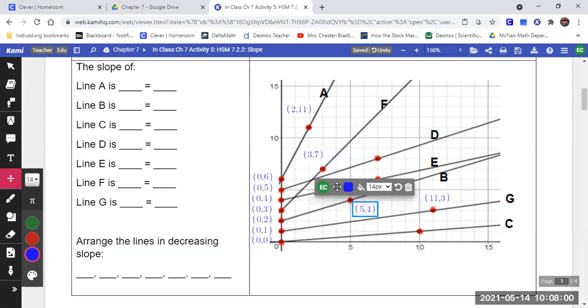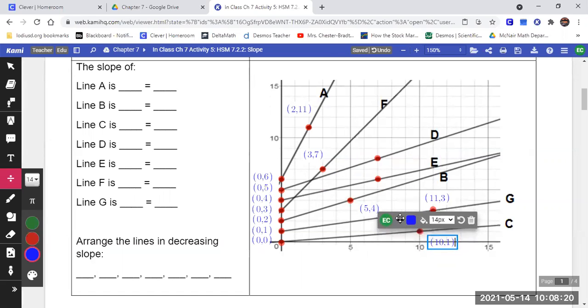Come on, we need to get all the letters done, guys. C is at 10.1. Okay. Who have we not done yet? We need to go get it done. Let me put it down.